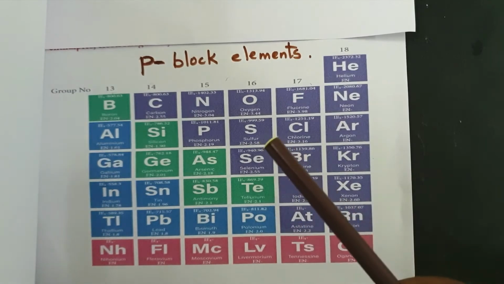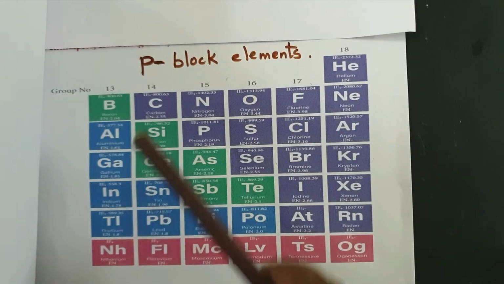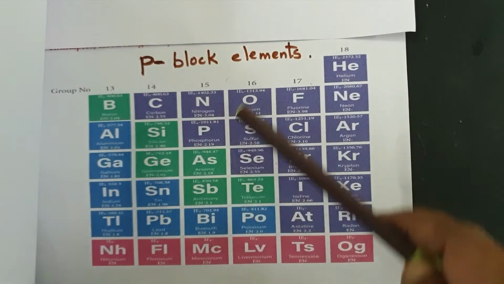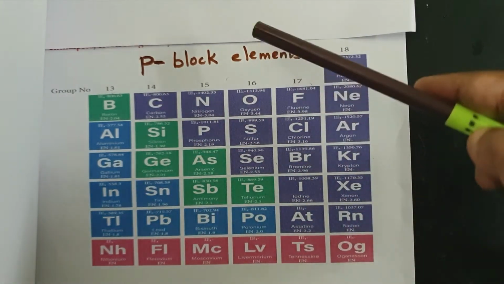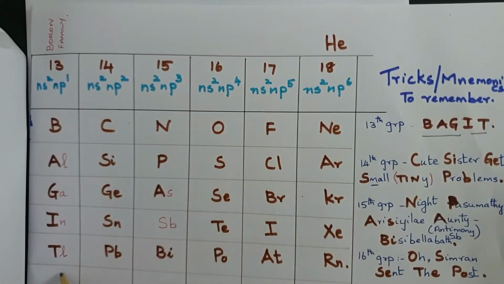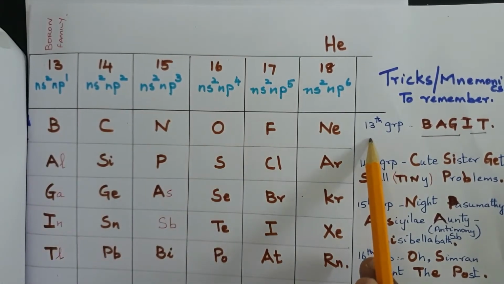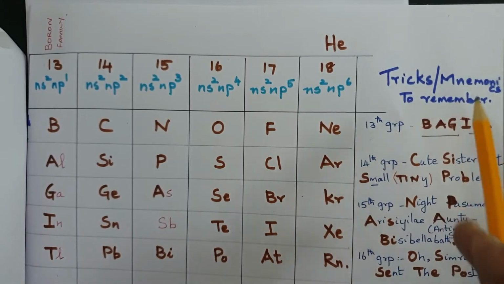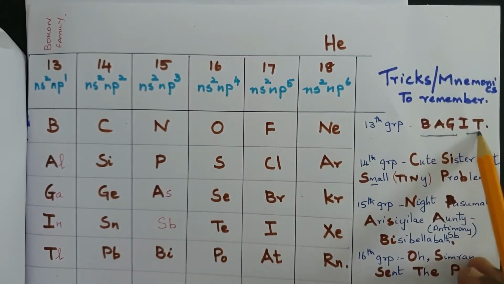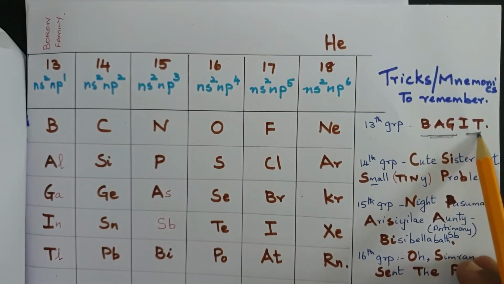Now we are going to learn how to memorize the different elements present in the groups. I am going to teach you a trick, or mnemonics, by which you can remember all the elements present in each of these groups in the P block. Let us learn the tricks to write down all the elements in the 13th group. For the 13th group, you can remember the mnemonic BAGIT. Yes, repeat: BAGIT, B-A-G-I-T.